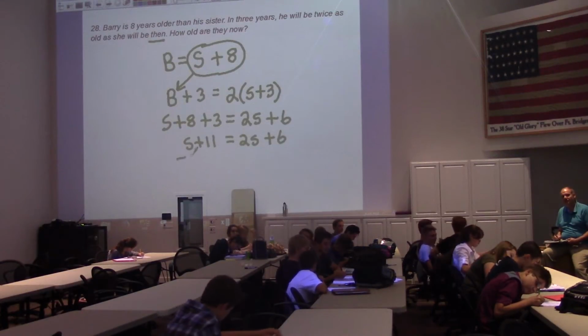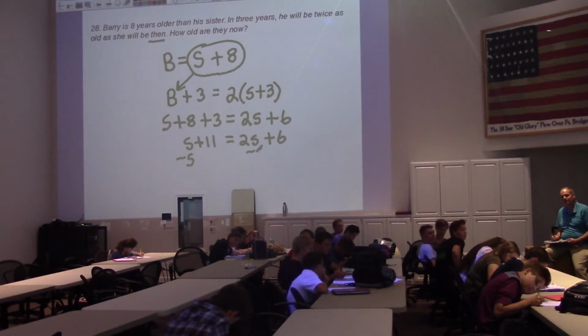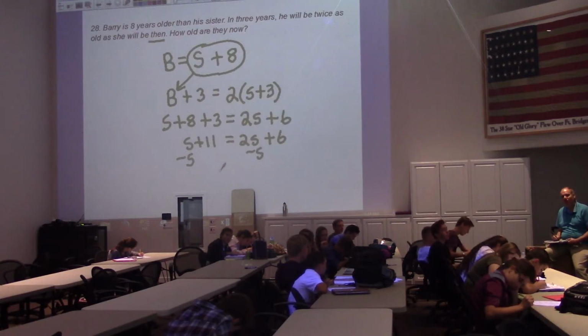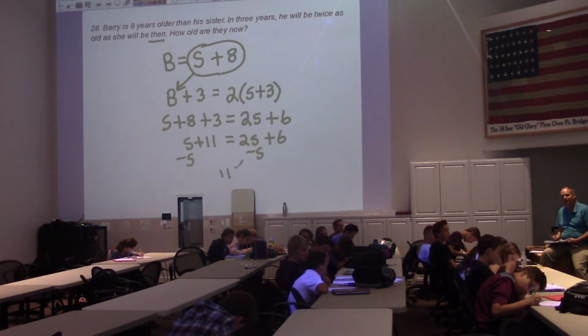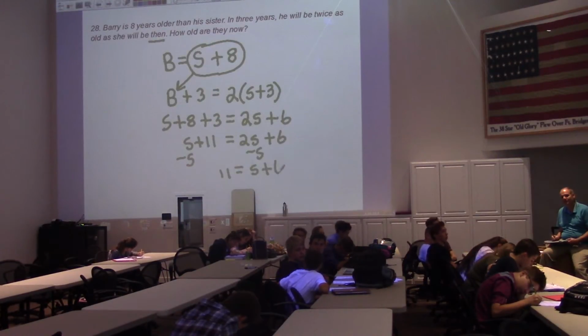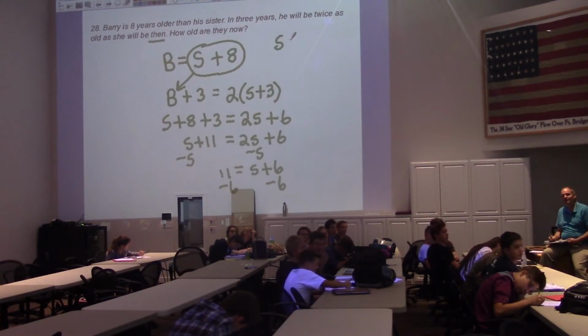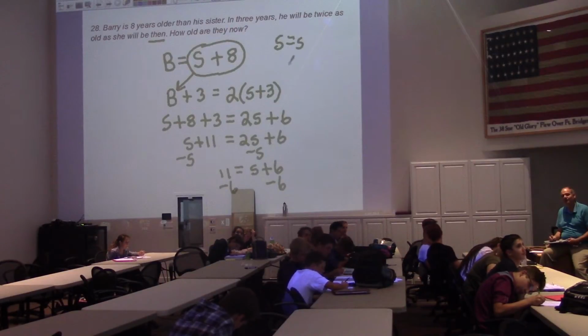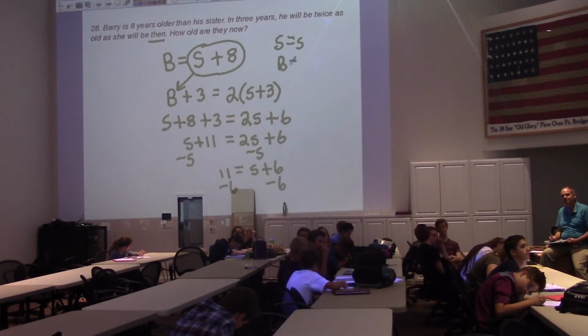So minus S from each side. So 11 equals S plus 6. Then minus 6 from each side, right? So the sister's how old? 5. 5 years old. Sister's 5, and he would be what? 13, right?